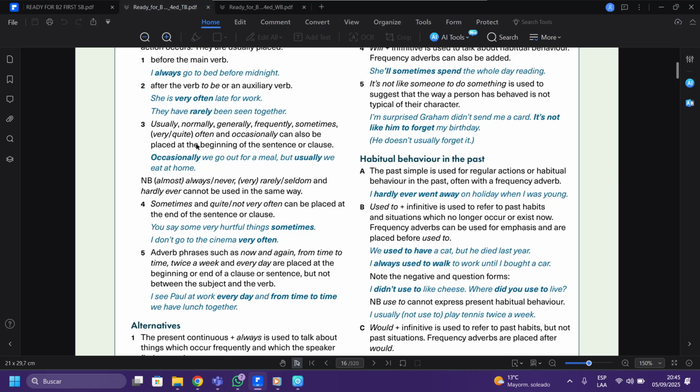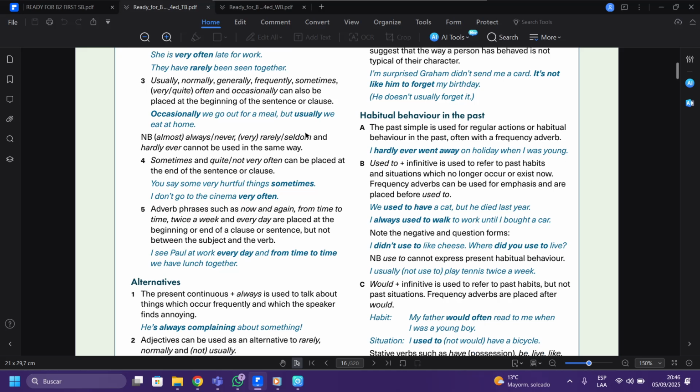Number two, after the verb to be or an auxiliary verb. For example, she is very often late to work. Or they have rarely been seen together. In this case, it is the present perfect.